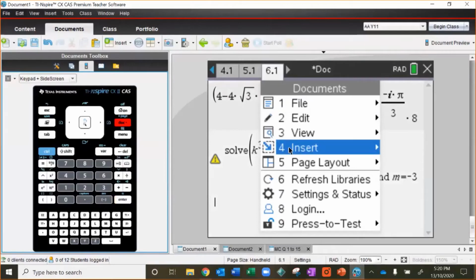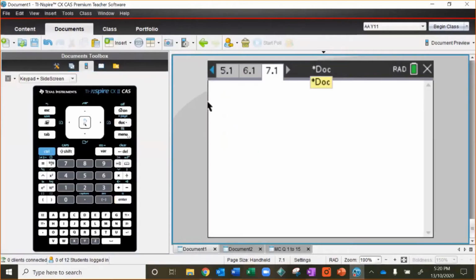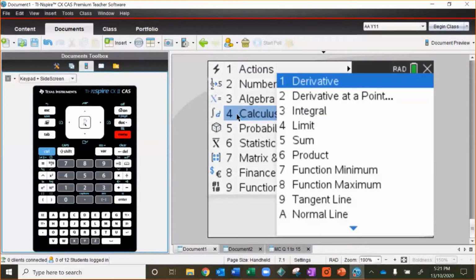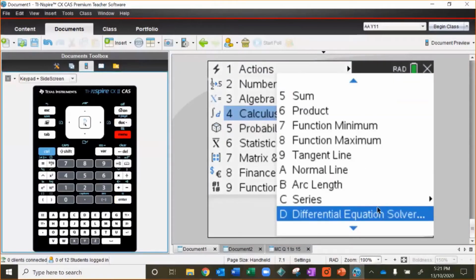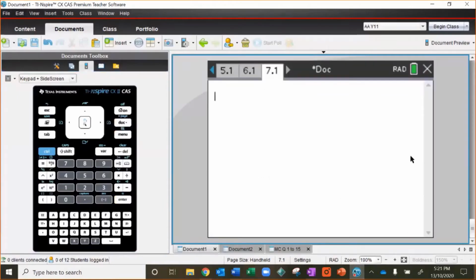Again, insert a new problem, and we wish the calculator. So we go menu, calculus, and we go to differential equation solver. I could do it here, but most of you will not have the CX tool, so you rather do it by hand.